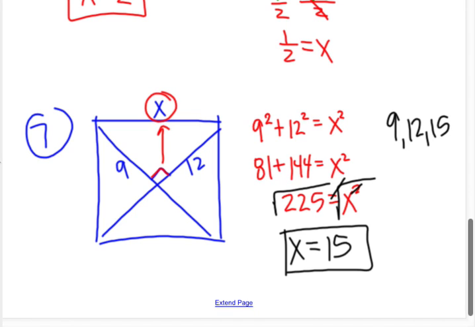And that would be a multiple of our 3, 4, 5 Pythagorean triple. And the way that you would get there is just multiplying this by 3. Okay, so it was just an example of another Pythagorean triple as well.